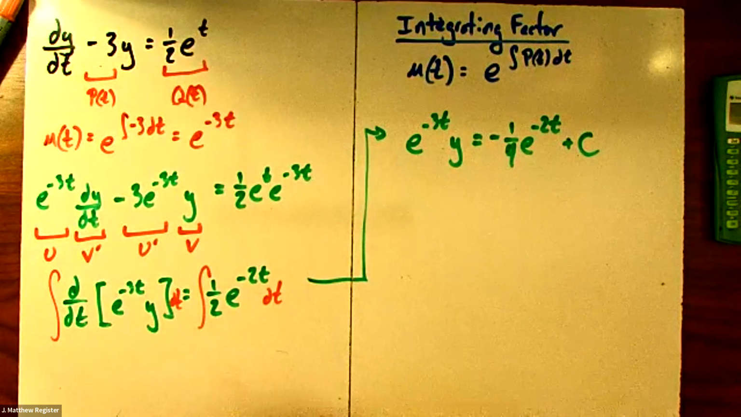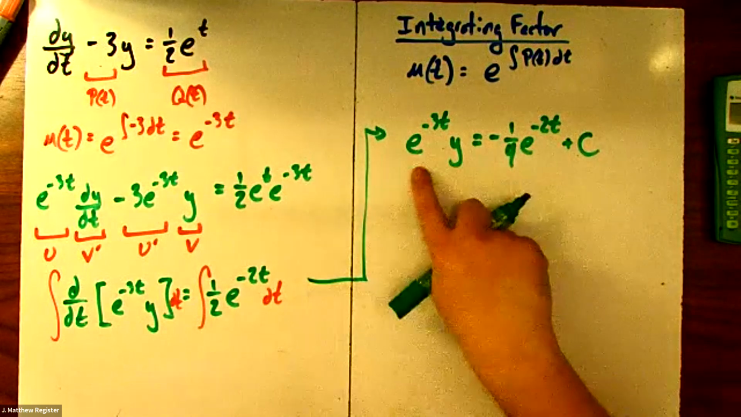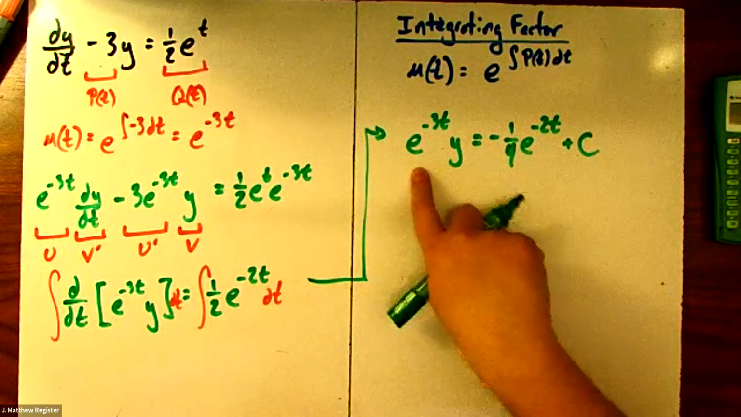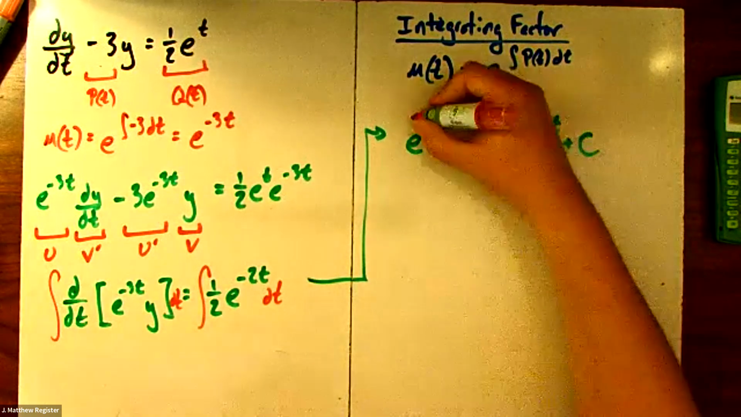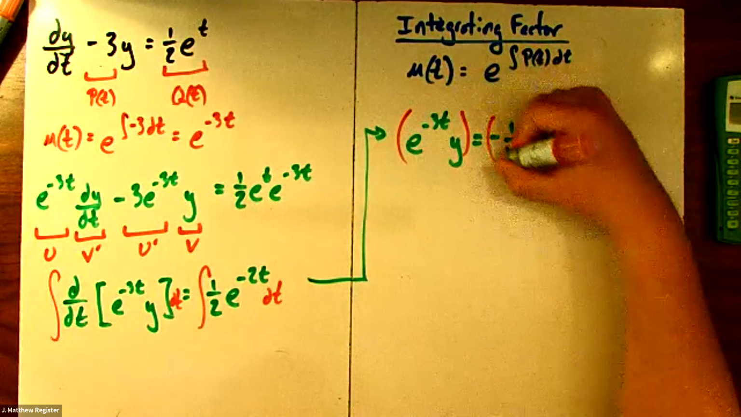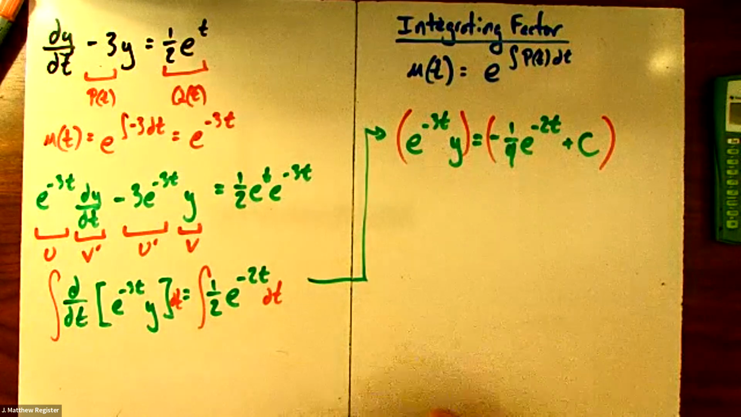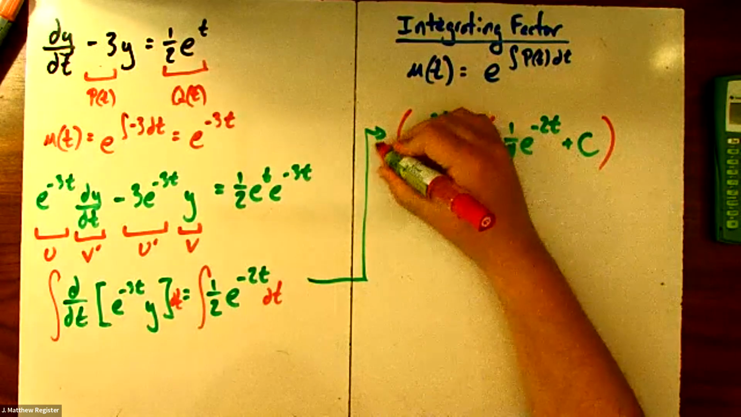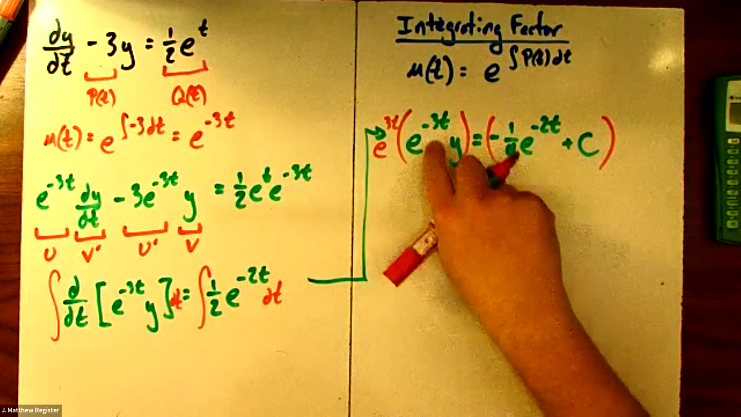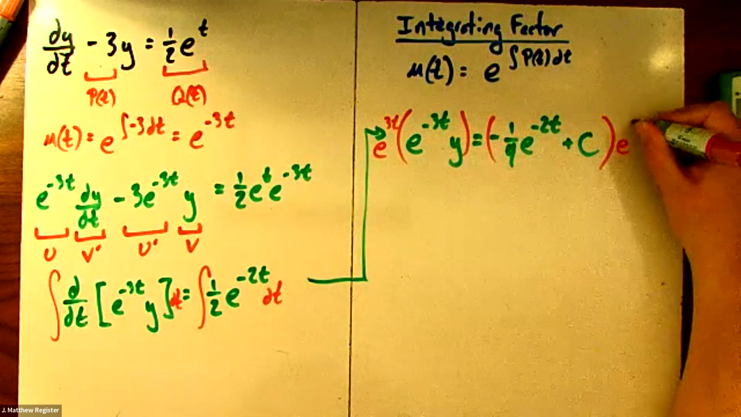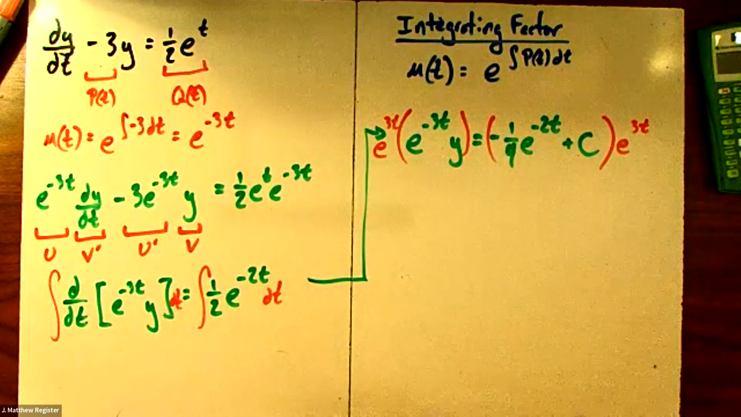Our last step is we need to get our y alone. And one approach is we can divide everything by e to the negative 3t. But there is a nicer approach to this. And the nicer approach is to multiply by the opposite sign of the exponent. Because if we multiply everything by e to the 3t, well, e to the 3t times e to the negative 3t cancels. So this is just a nice shortcut to get things a little cleaner, quicker.